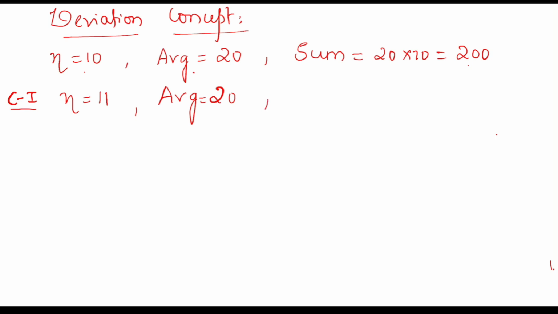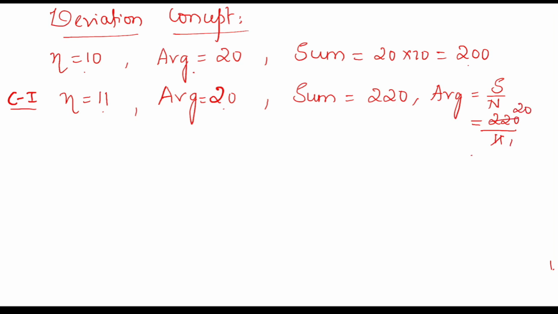Now the sum will be how much? 20 into 11 is 220. So the average will be how much? Sum divided by number. So the sum is 220 divided by 11. 11 twos are 22, so the average is again 20 itself.